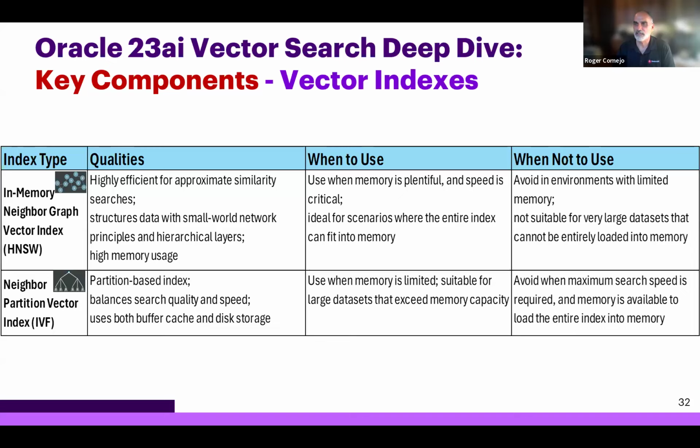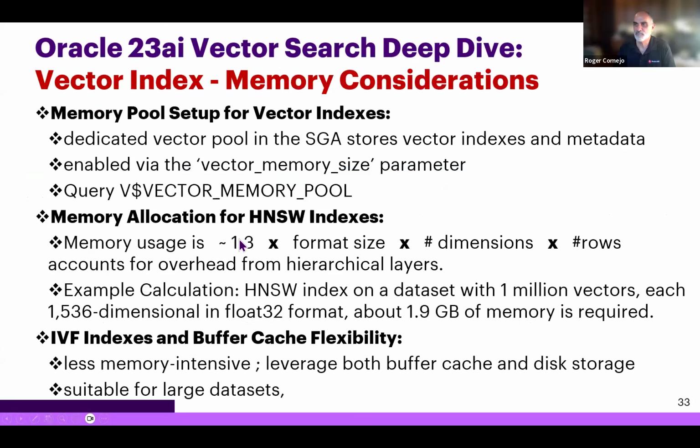So again, the in-memory neighbor graph vector index, that one you want to use when you have lots of memory and you can fit that index in memory. The other one, the inverted flat file index, if you have limited memory or very large data sets, you would want to use that one. And I guess that's vice versa, when not to use. So hopefully that comparison chart will help you understand when to use these index types.